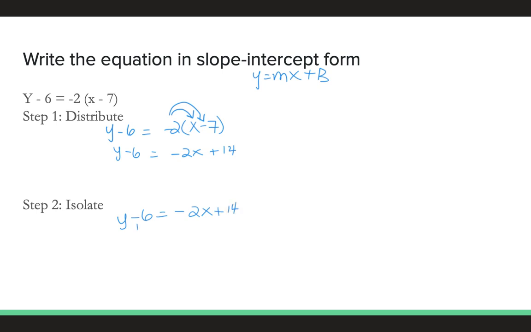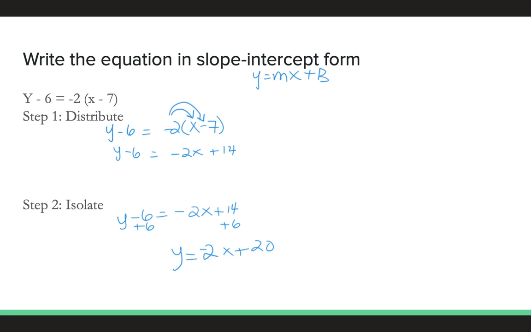And in this case, we're going to add 6 to both sides and get our final solution of y equals negative 2x plus 20. And that would be how you would take an equation that is written in point-slope form and turn it into slope-intercept form.